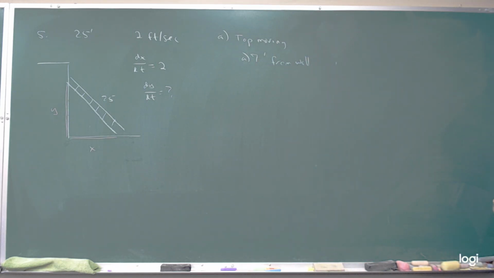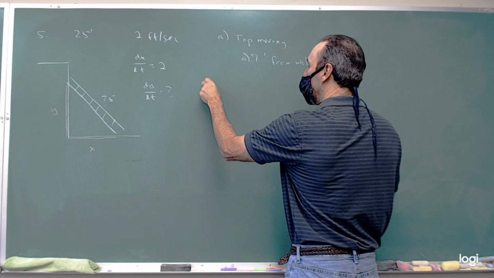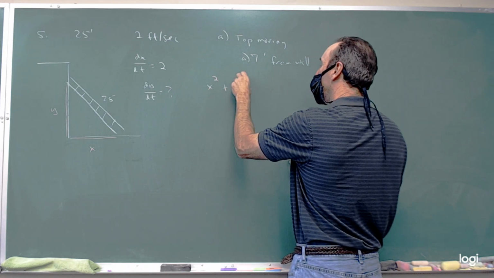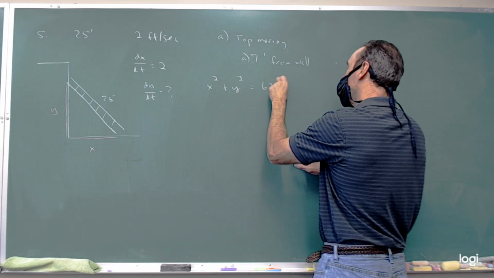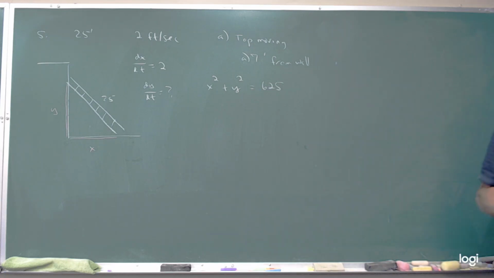So what's the relationship between x, y, and 25? Let's put that ingredient there. So we're going to get x squared plus y squared is equal to 25 squared. 25 squared is 625.